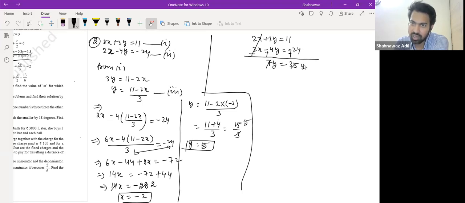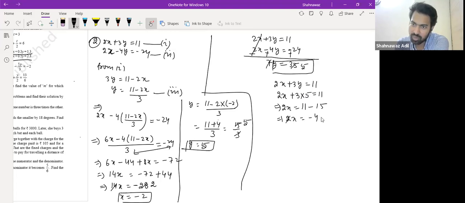So y is 5. So you guys can see the difference in the substitution and the elimination method. Y is 5, so 2x plus 3y was 11. So 2x plus 3 into 5 is 11. 2x would be 11 minus 15. So 2x is minus 4, x is minus 2. So did you guys see the difference in the elimination and the substitution method? Which method did you guys find easy? Which method is easy, guys?